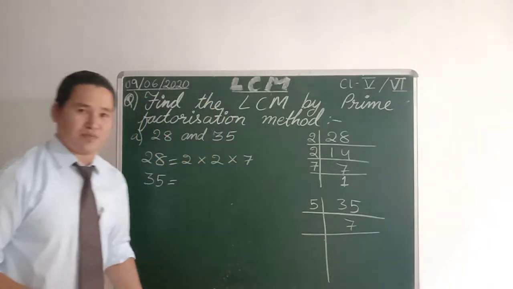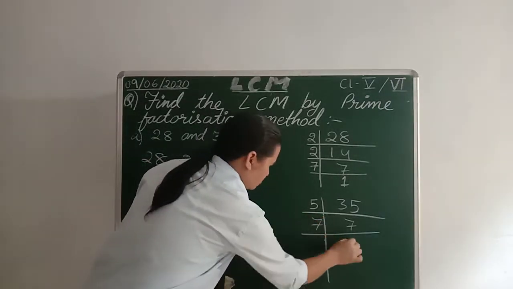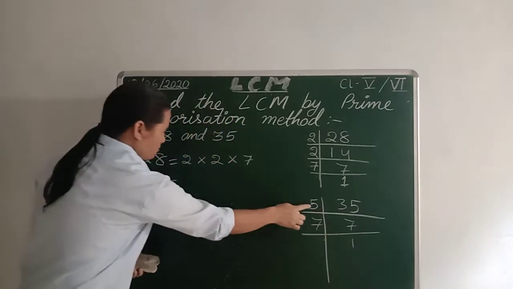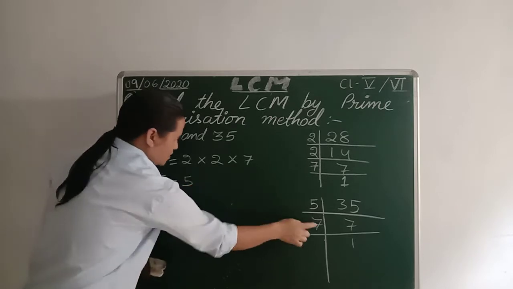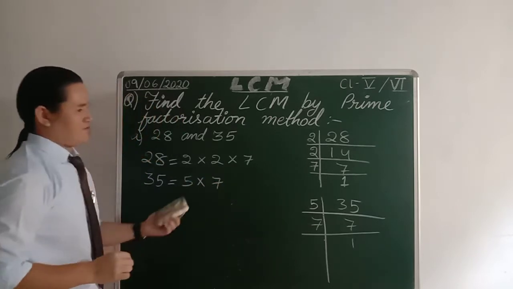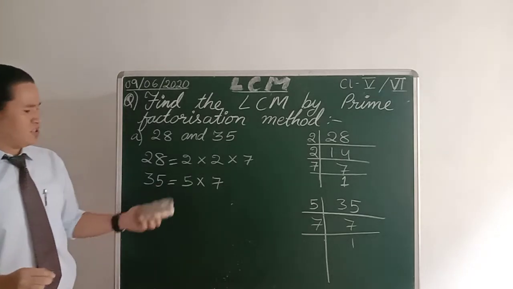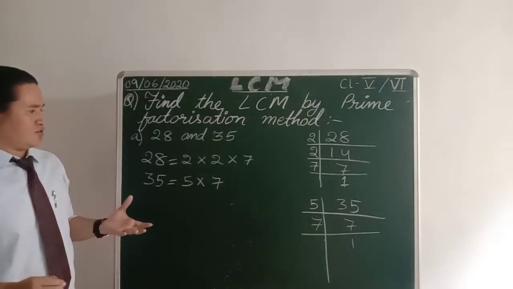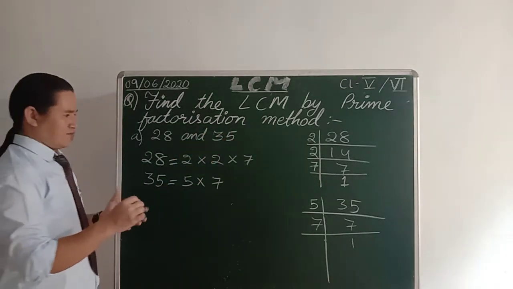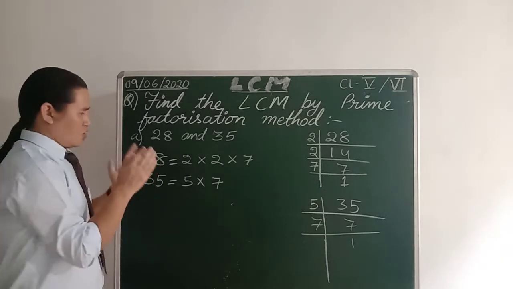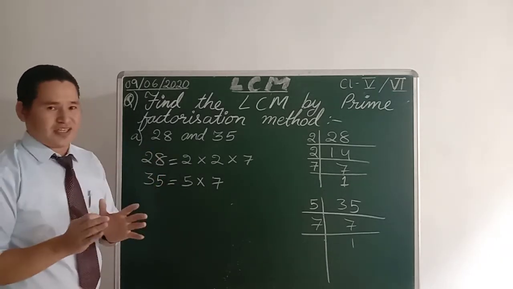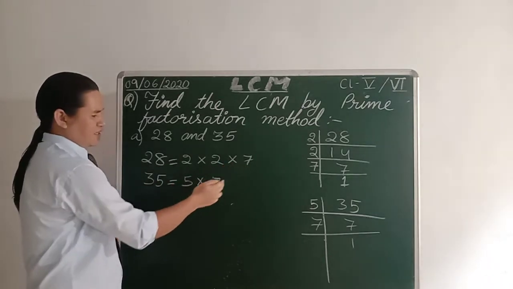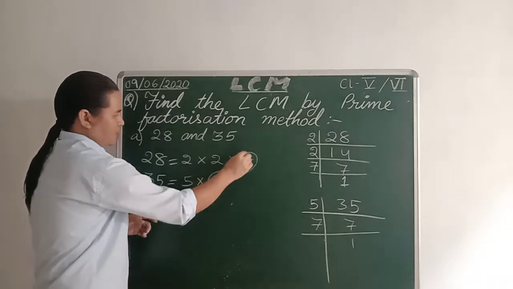Now the remaining is 7. We cannot break down 7 by any other number, so you write it as it is, 7 ones are 7. That means only 5 and 7 are the factors of 35. So you write 5 into 7. Now after finding all the factors, here is what you do in the prime factorization method. You make a circle if the number is similar in both the given numbers, like here 7 and 7. So you mark it like this.